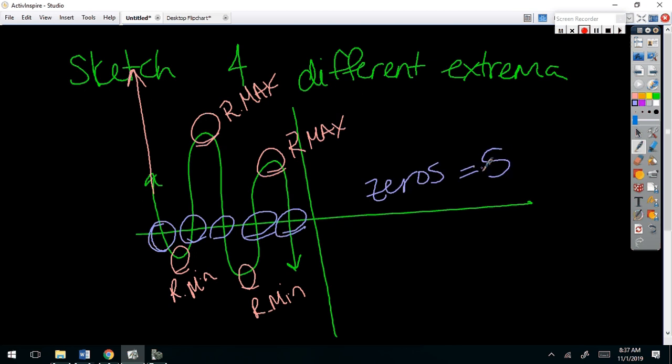Let me ask you this. If you had to guess the degree of this polynomial, what might you guess? 5. I would guess 5. Why would you guess 5? Because it's got 5 to it. That's a nice conjecture. Why would you guess 6? Because I like the number 6. Oh my goodness.